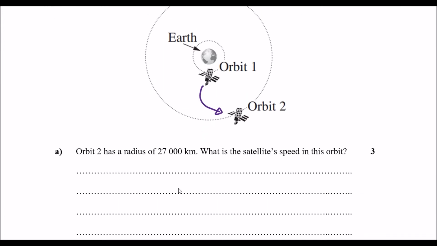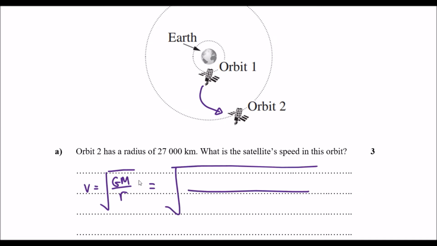Now, in order to solve this problem, you do need to know the formula of orbital velocity. You can try and derive it, or if you remember, this is the formula we're dealing with. If you're not sure how to derive it, there is another video on that from before, so please have a look at that.